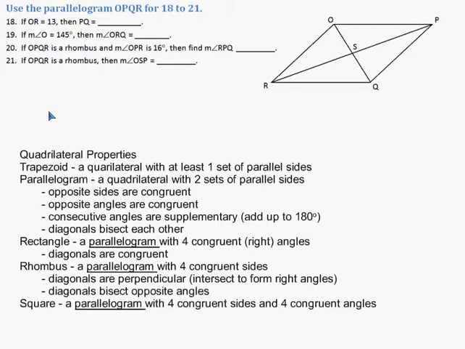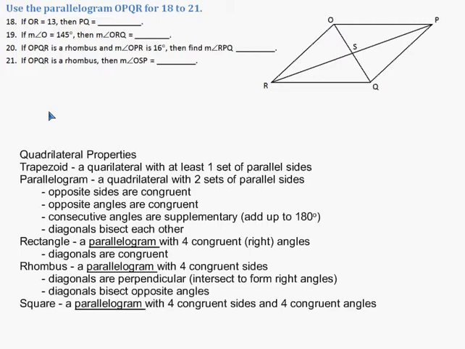And the last thing is a square. A square is defined as a parallelogram with four congruent sides. Well, since it's four congruent sides, it makes it a rhombus, and four congruent angles, which makes it a rectangle. So a square could also be defined as a rectangular rhombus or a rhomboidal rectangle. But it's got four congruent sides and four congruent angles.